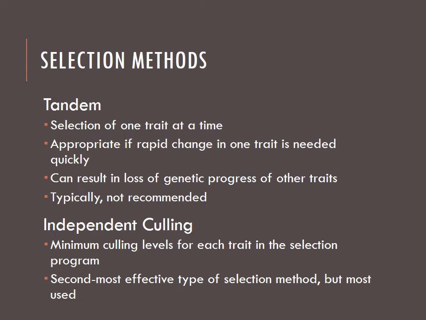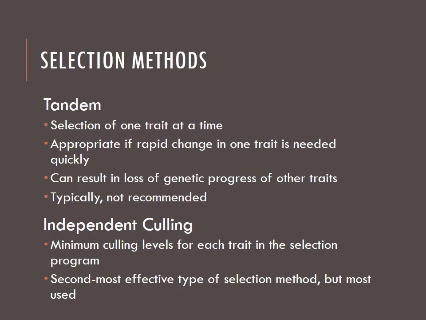Essentially what we're doing here is selecting one trait to improve at a time. So let's go back to our beef example, and let's say we want to improve our weaning weight, and that's what we're selecting for. We're going to select females and males in our herd that improve weaning weight, and that's the only thing we're going to worry about. All other traits are going to be pushed to the back burner. We're not even going to think about them, not even going to measure them.